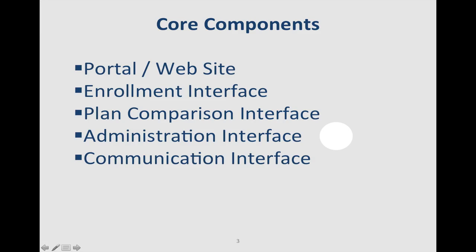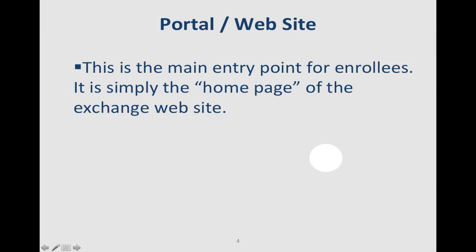Just like a car needs an engine, transmission, wheels, brakes, etc. to function, an exchange also needs specific components to function as well. These core functions are a portal or website, an enrollment interface, a plan comparison interface, an administration interface, and a communication interface. Let's first look at the portal or website.